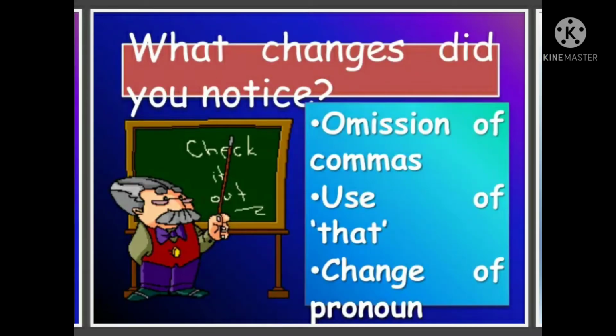What changes did you notice in these examples, children? Yes, omission of commas. The punctuation has been removed in indirect speech. We make use of "that", T-H-A-T, that. And there is even a change of a pronoun. So you would have seen all this in the examples.